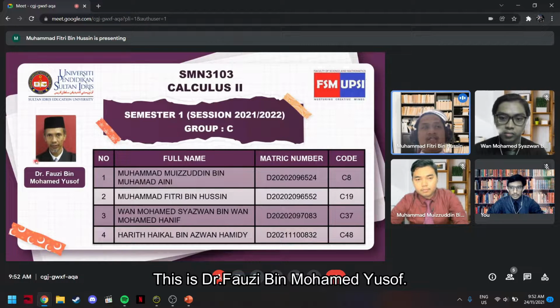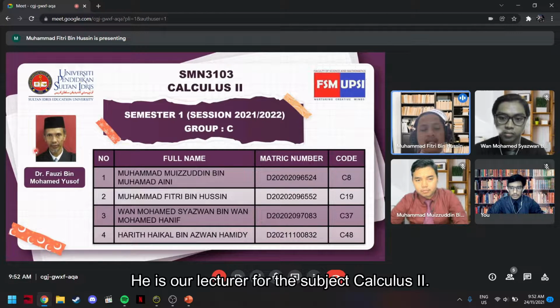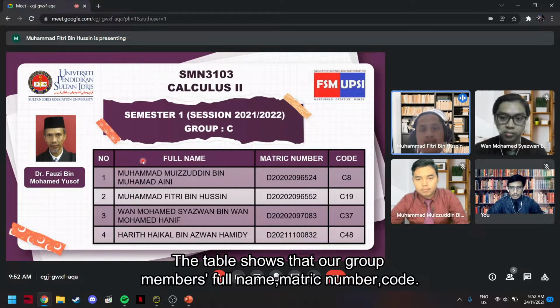This is Dr. Fauzi bin Muhammad Yusuf. He is our lecturer for the subject Calculus 2. The table shows our group members' full names, matric numbers, and code.